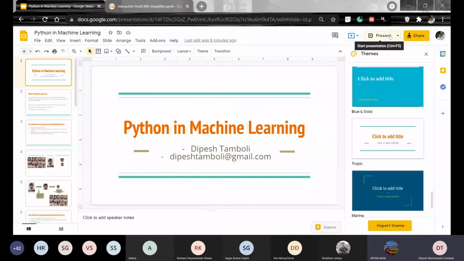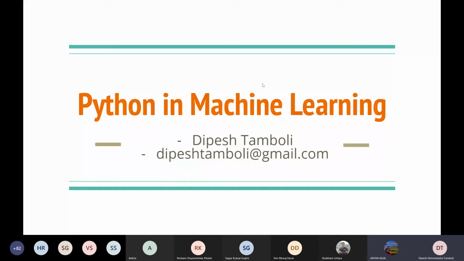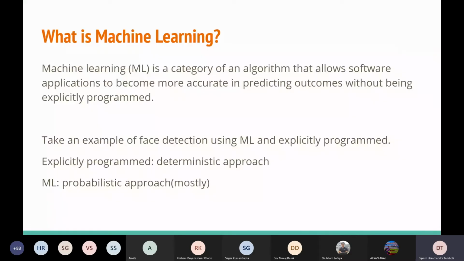Okay, so I hope it is visible. Yeah, so my name is Dipesh. I completed my graduation by the 7th semester, which is known as fast track. And in the last semester, I joined my company, the job.